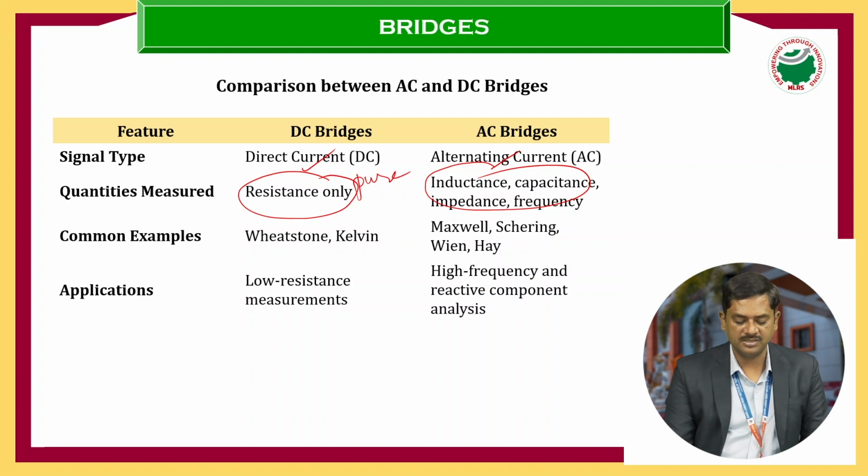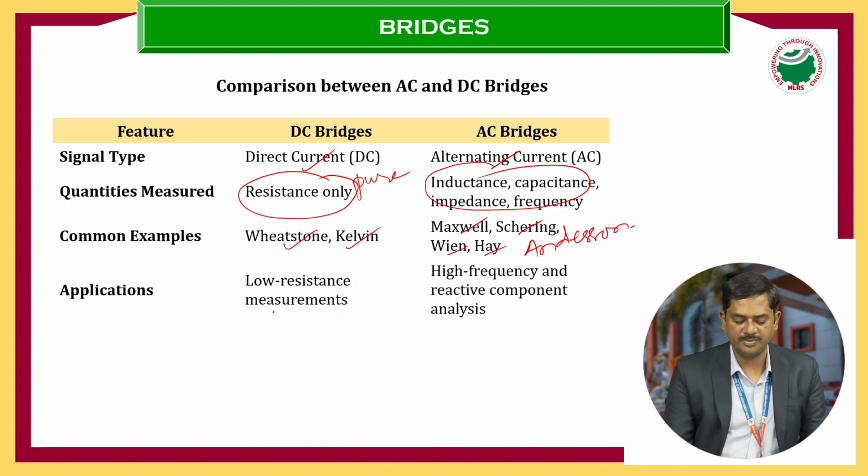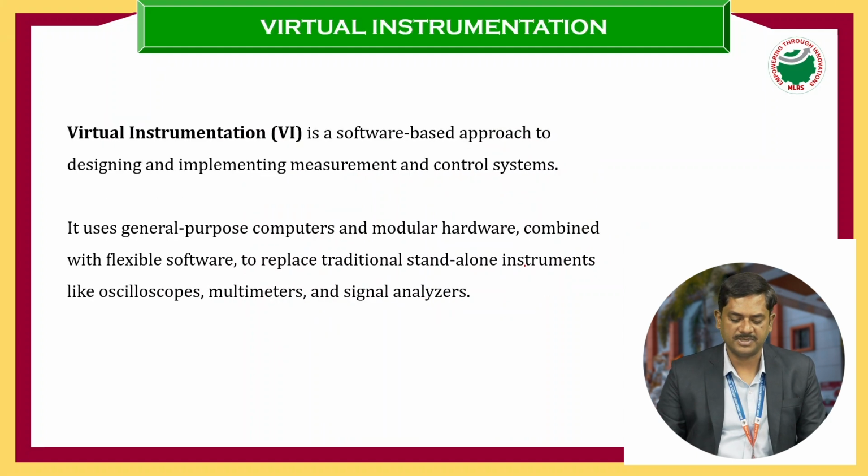The basic types of DC bridges are Wheatstone and Kelvin. For AC, we have Maxwell, Schering, Wien, and others. We also have the Anderson bridge. These are a few examples of AC bridges. Coming to the application part, DC bridges are basically used for measuring resistance. Under that, we can measure low resistance, high resistance, and very low resistance also. AC bridges are basically used for measuring high resistance and for its analysis.